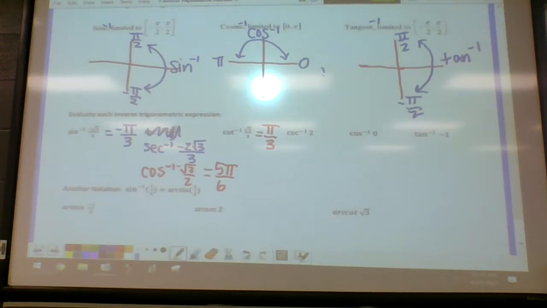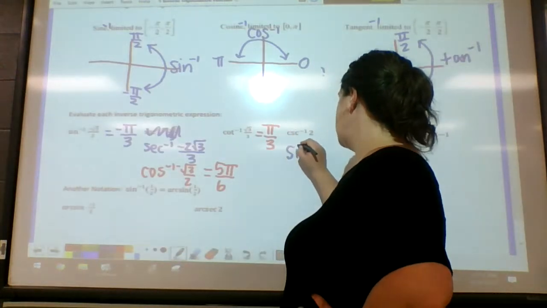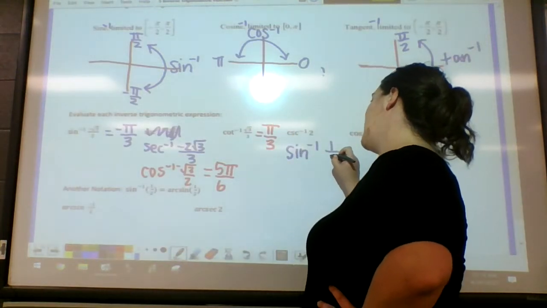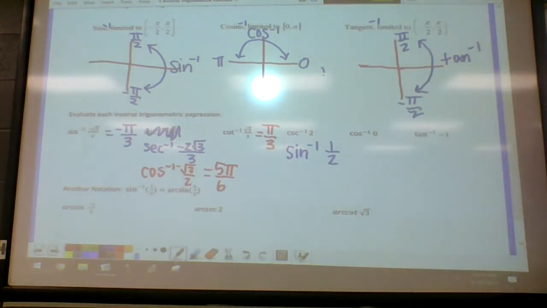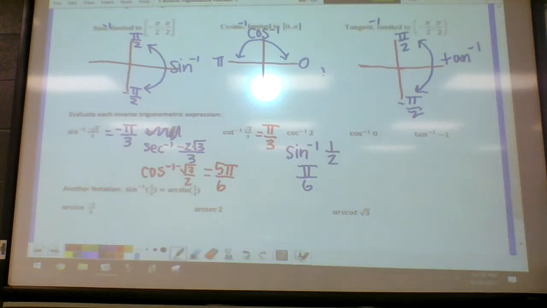All right, cosecant inverse of 2. Cosecant is the reciprocal of sine, right? So you could essentially say sine inverse of a half. So where is sine inverse of a half? Well, sine is in Q1 and Q4, right? But we have the positives, so it'll be Q1. All the positives live in Q1, right? Yes. So where's sine a half in Q1? Pi over 6. So this one is pi over 6.